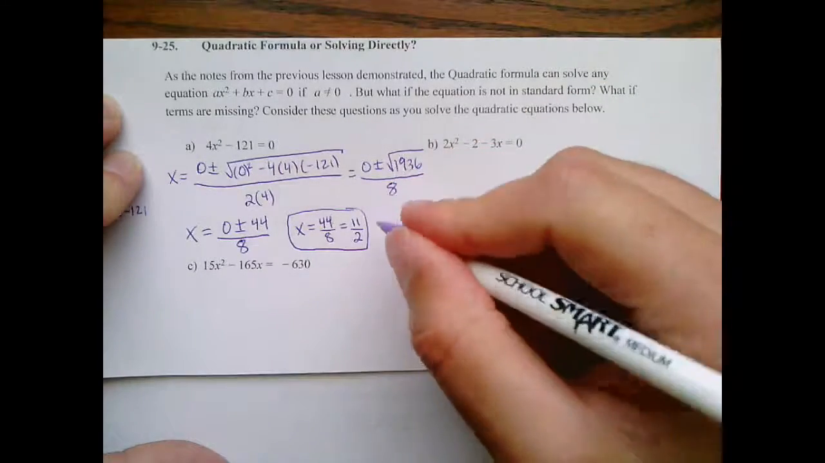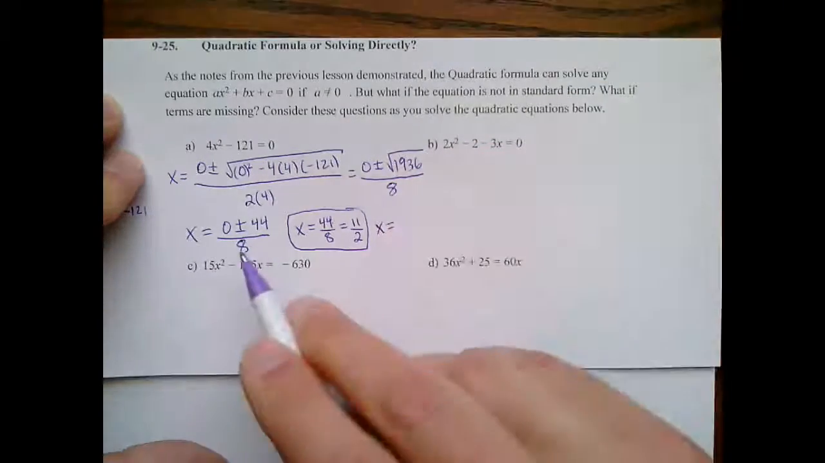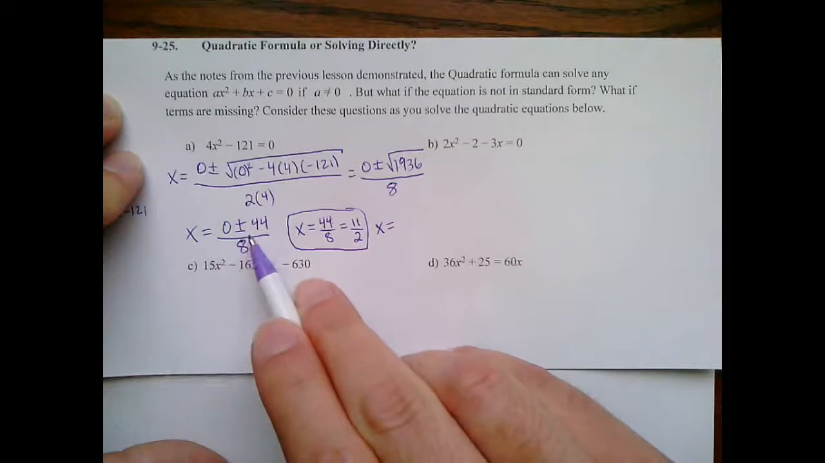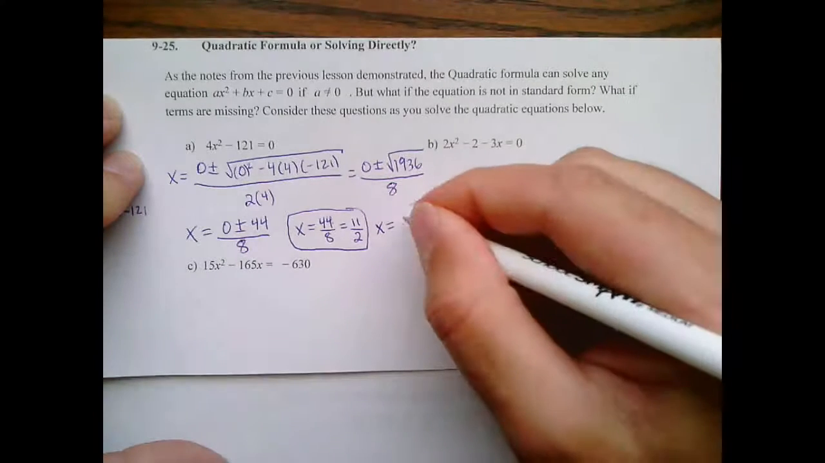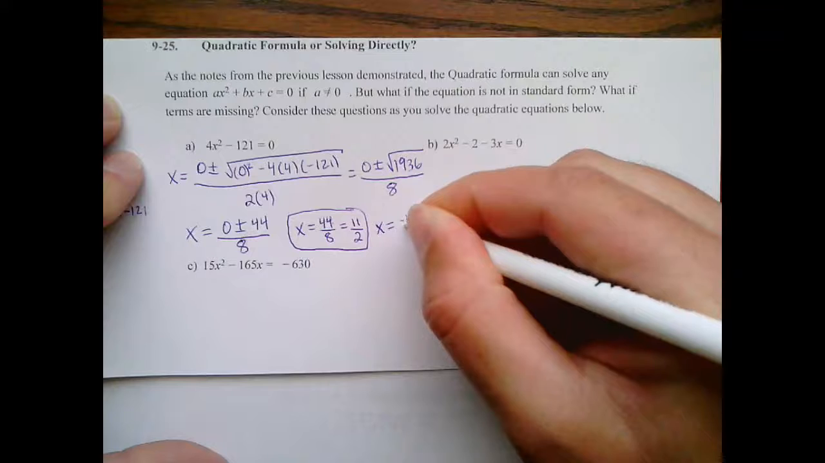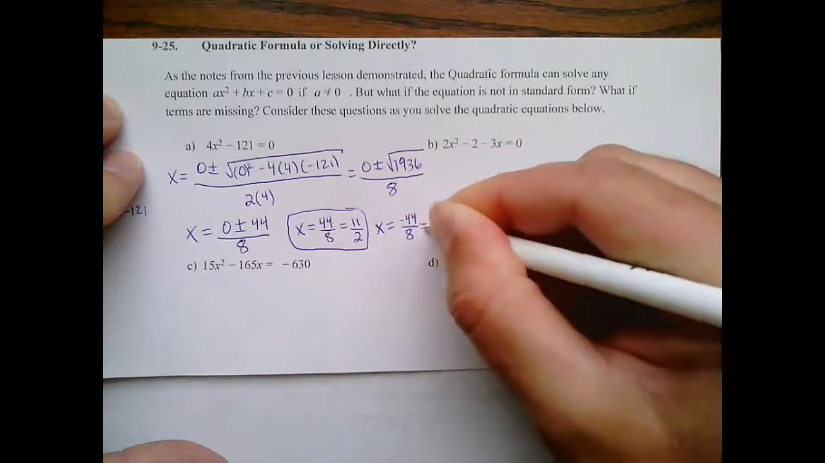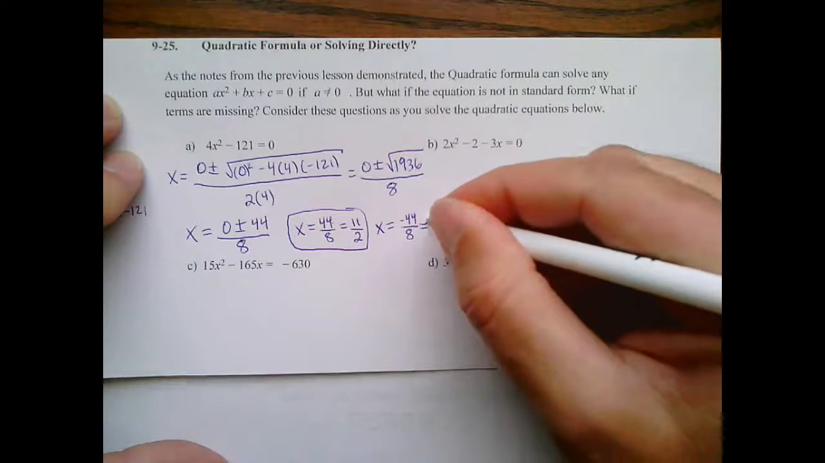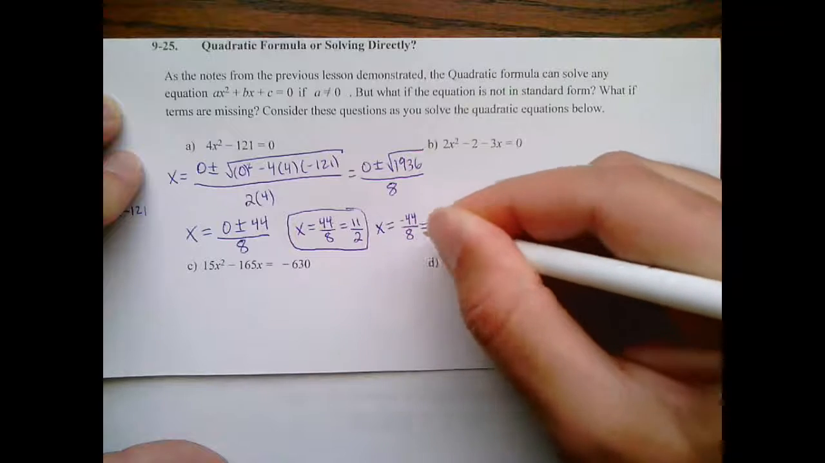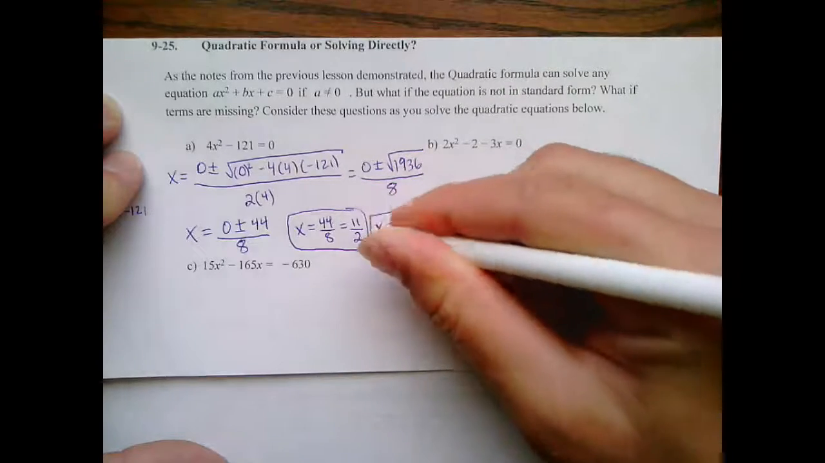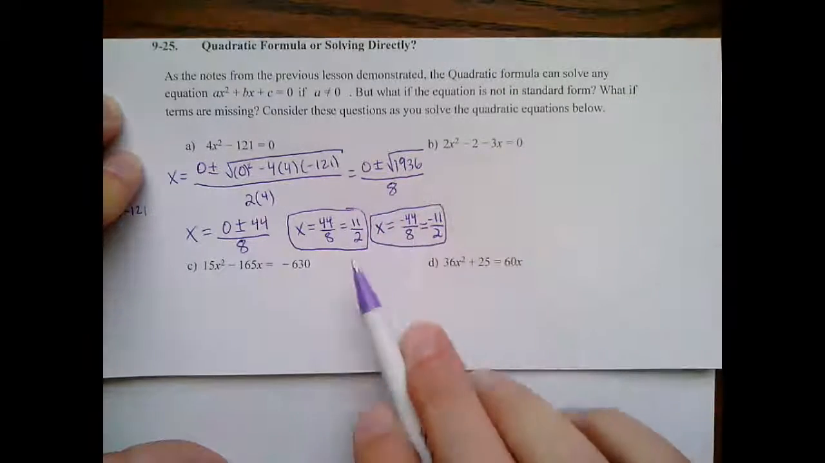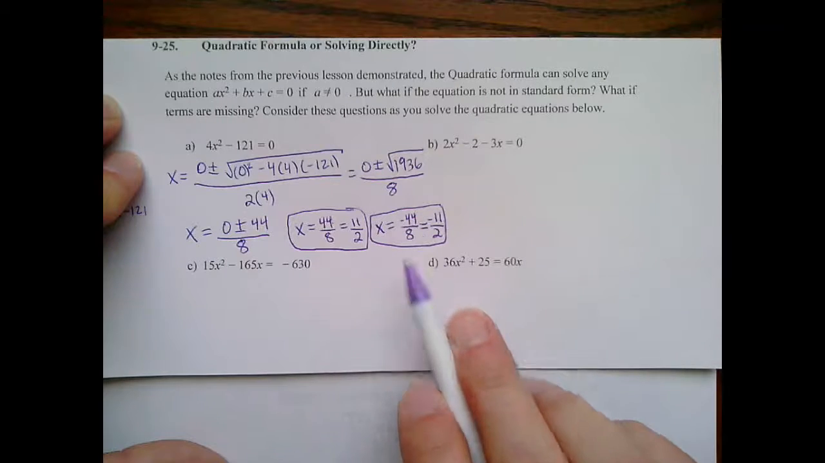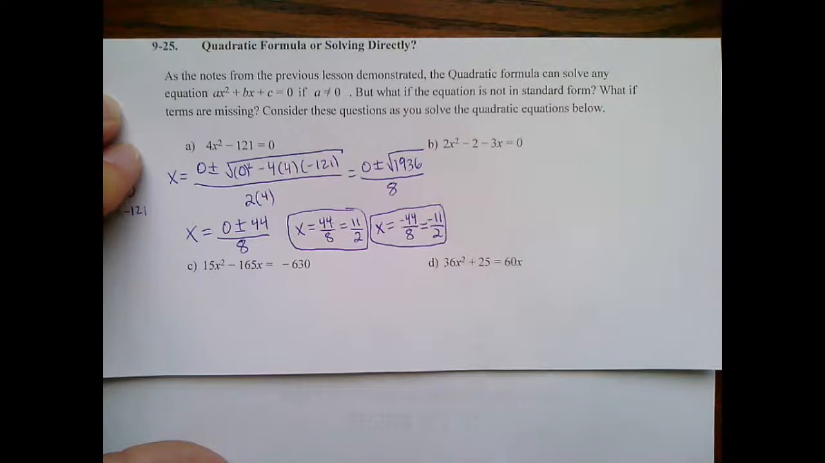What would my other solution be? I can do x equals, well, I did 0 plus 44. How about 0 minus 44? 0 minus 44 is negative 44 over 8. The GCF is still 4, but 4 goes into negative 44 negative 11 times, and 4 goes into 8 2 times. So my solutions for part A are positive 11 over 2 and negative 11 over 2.